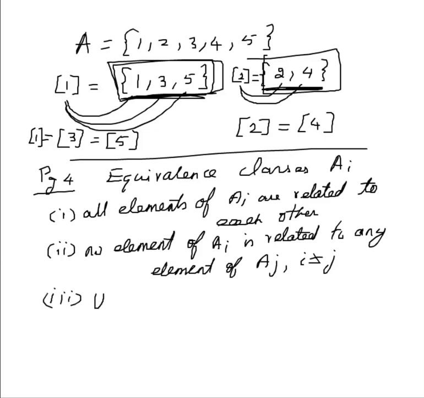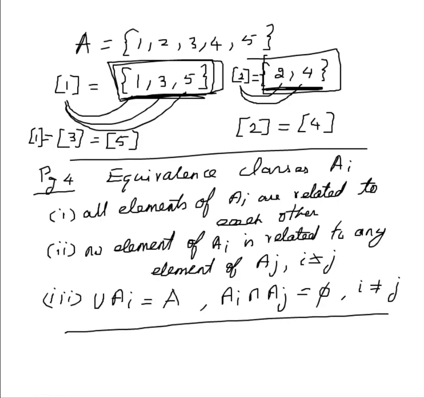The third condition is if you join all the partitions, you should get the given set A, or X, whatever the symbol is, and then they are disjoint sets. So nothing should be common between them. So these three conditions should be satisfied. If all these three conditions are satisfied, we call those sets equivalence classes, or we call them partitions. They are mutually disjoint sets.